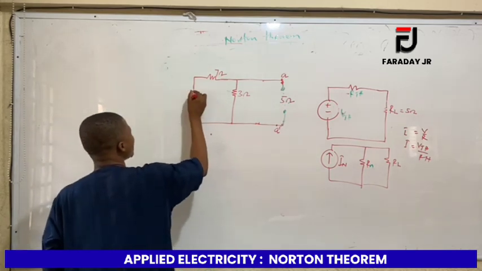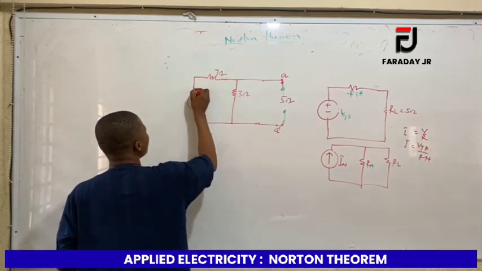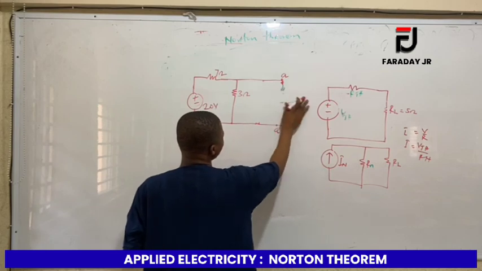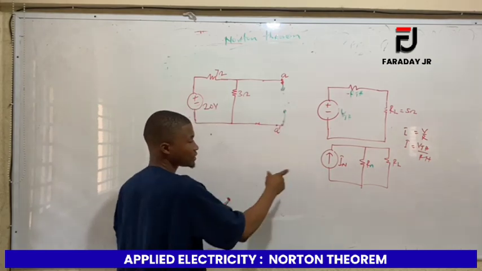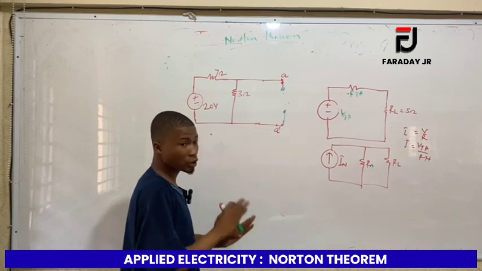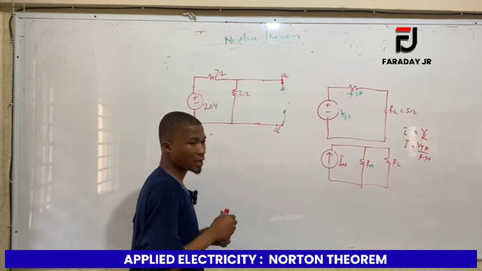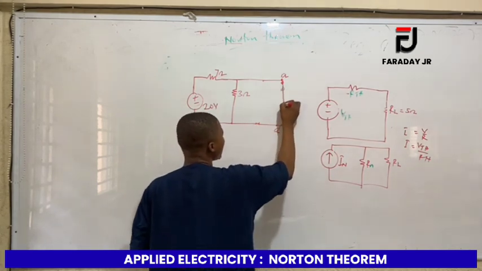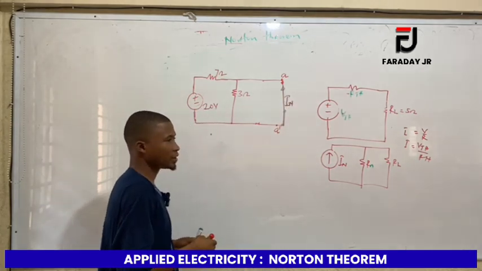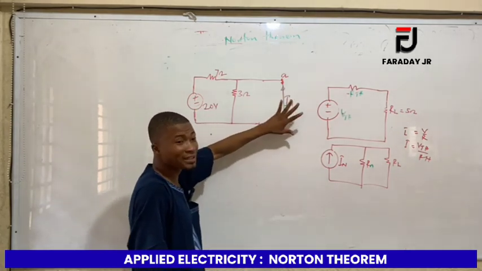So here we have a voltage source of 20 volts. Now we want to find the Norton's current. And Norton's current is the same as our short circuit current. That is what you should put in mind. So that means that you have to short circuit that particular path we are finding the current across, and then we call it the Norton's current. Once we short circuit it, it makes it easier.